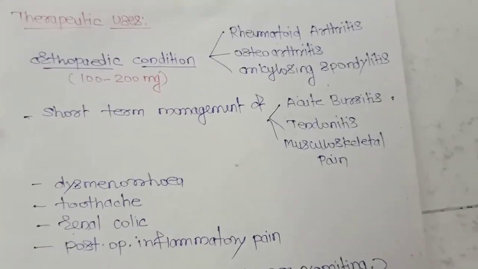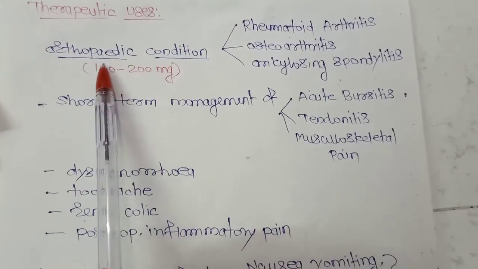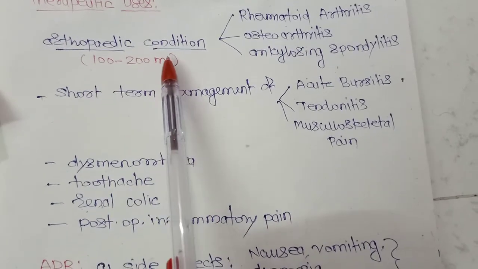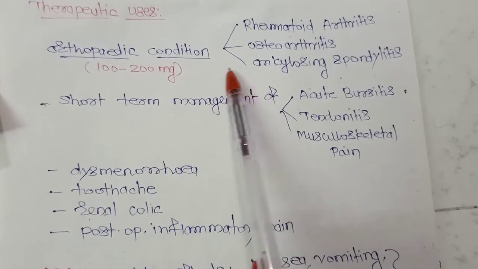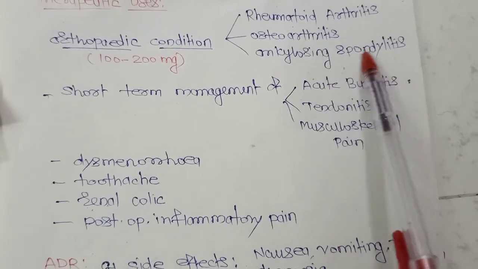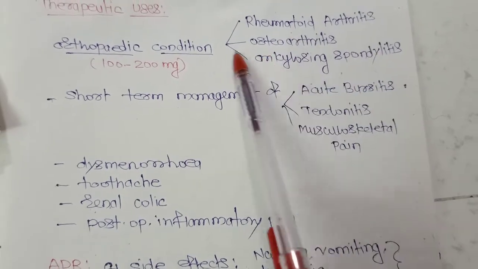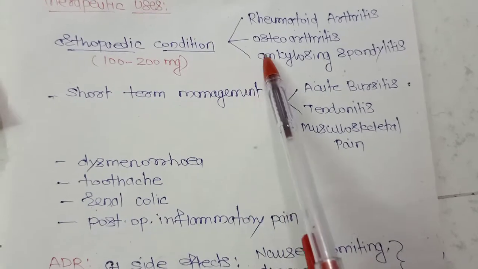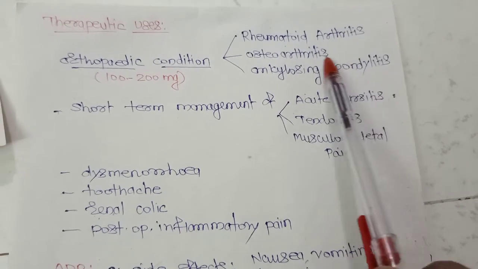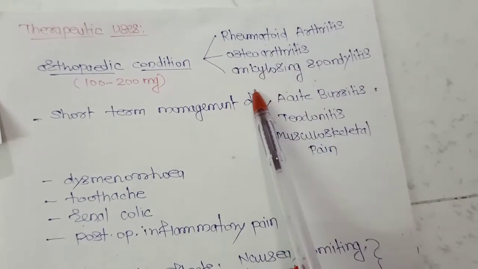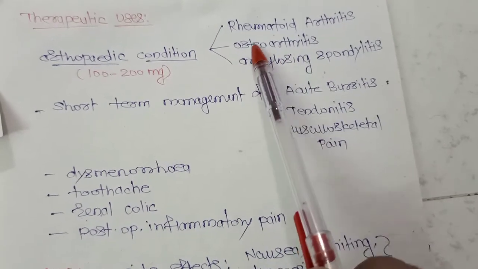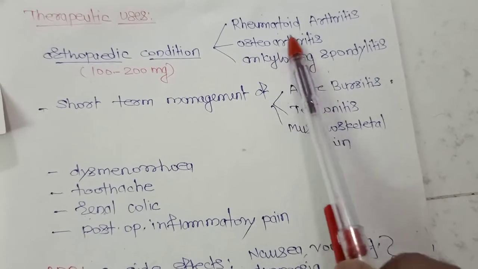Now, therapeutic uses. We can use diclofenac in orthopedic conditions, at a dose of 100 to 200 milligrams in divided doses. We can use it in musculoskeletal diseases like rheumatoid arthritis, osteoarthritis and ankylosing spondylitis. As we have just said, it accumulates in the synovial fluid, so it is beneficial in all these conditions.